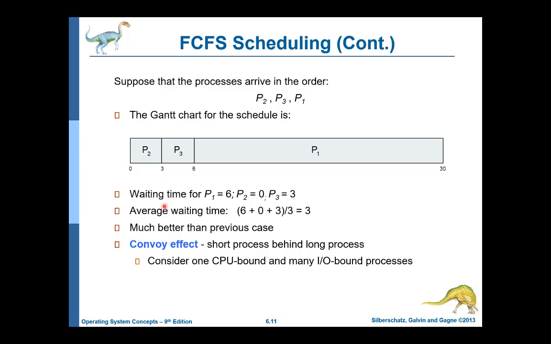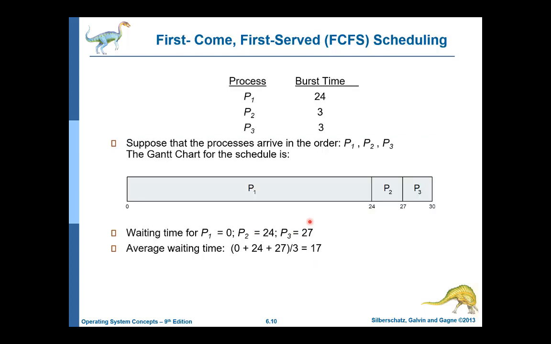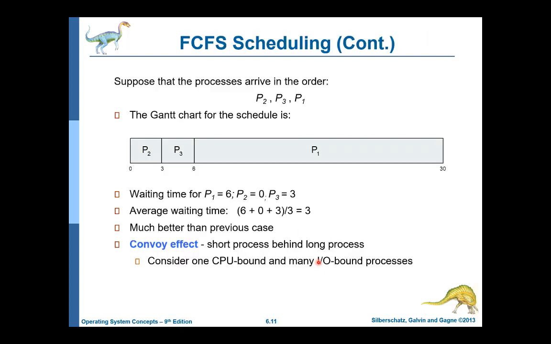So again we take the average waiting time, and this time the average waiting time is 3 only. Before, in the last slide, the average waiting time was 17. This time it is 3. So the average waiting time has reduced quite significantly. What does that mean? It means that when we change the order of the processes, the average waiting time changes, of course. But what do we learn from here? We learn that if the small processes come first, then the average waiting time will be less.